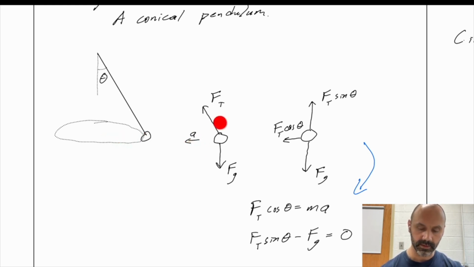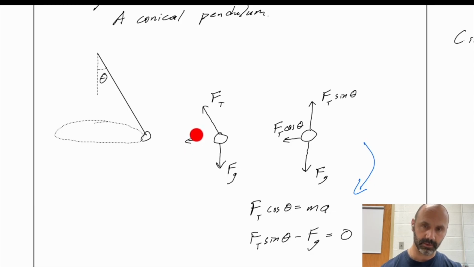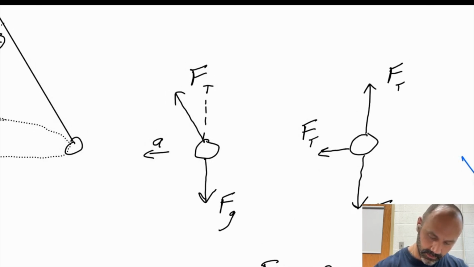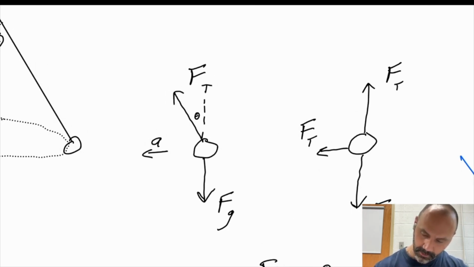Now when I break this up into its components, I'm going to make everything parallel and perpendicular to the acceleration, because I need that in order to set up Newton's second law like I did here. The way this angle turns out, the vertical component should be cosine. I wrote it wrong. When I draw this angle this way, this is where theta is. So FT cosine theta here, and this is FT sine theta, the horizontal component.